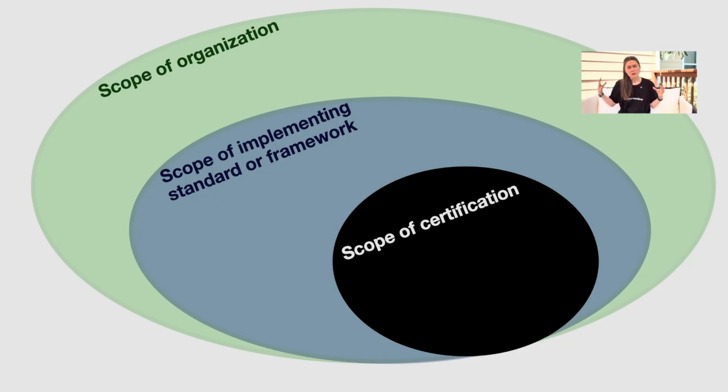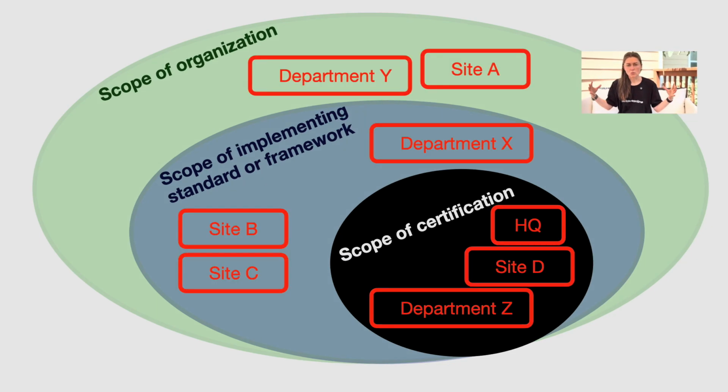While the entire company is much wider and includes more sites, more departments, the scope of implemented standards is much narrower. Maybe it's narrow just for the beginning because we will be adding more departments and more sites through scope extension every year. But when we are applying for certification, our scope should be even narrower, because we need verification only of this particular scope of the company.